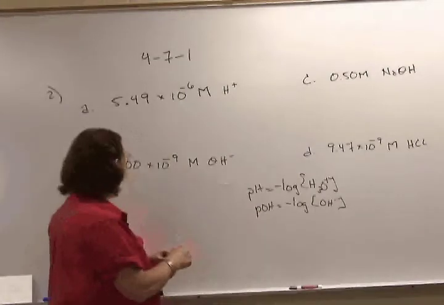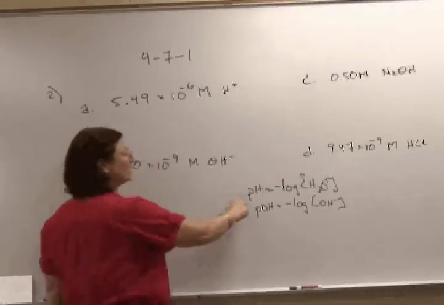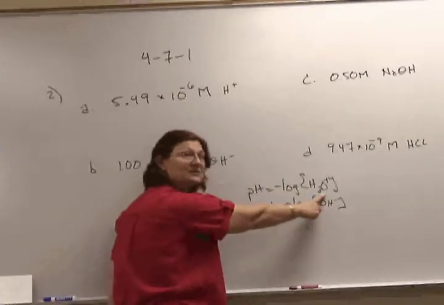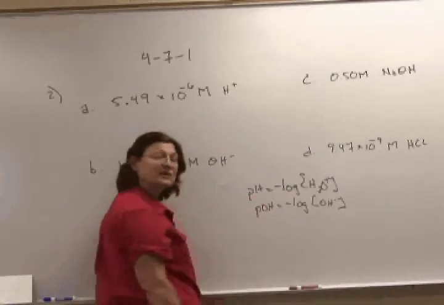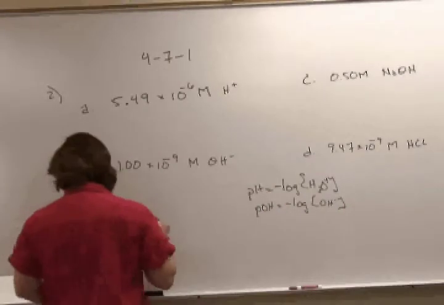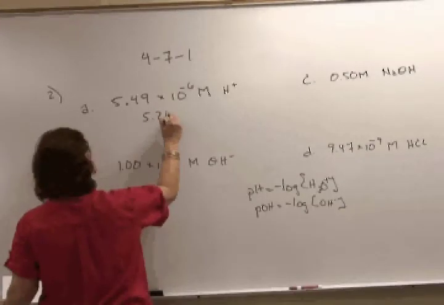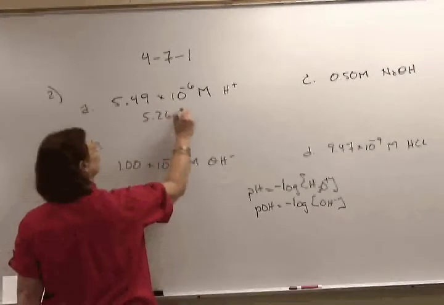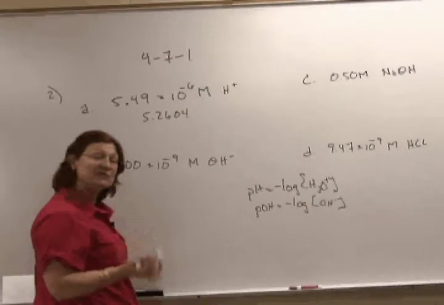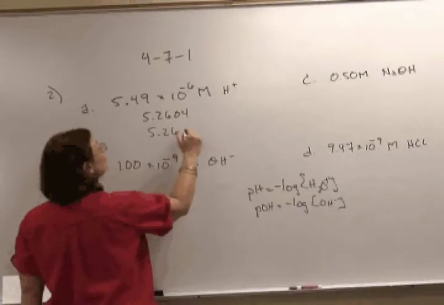Now in this case, I first had the molarity of the hydrogen ion, and therefore I just put it directly into this equation, and that calls for me to just take the log of it. And when I do that, I get 5.2604. Again, I'm taking everything to the hundredths place, and it would be 5.26 is my pH.